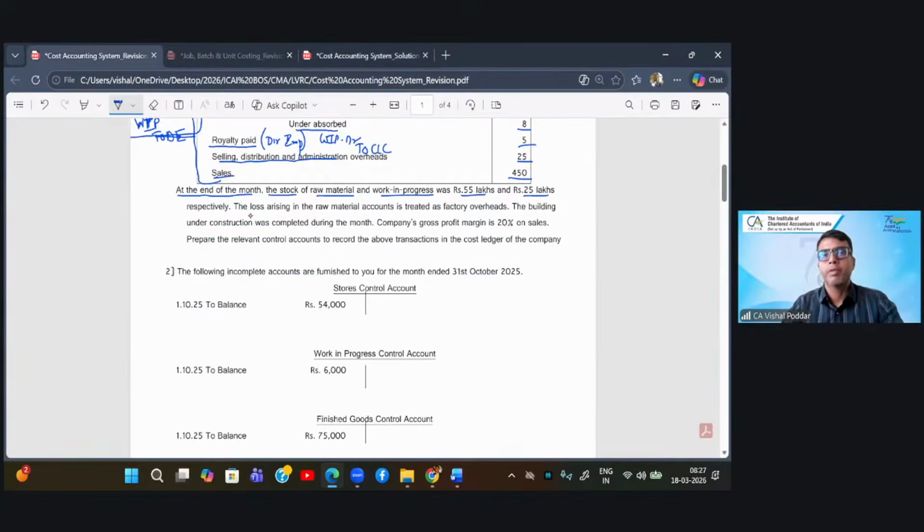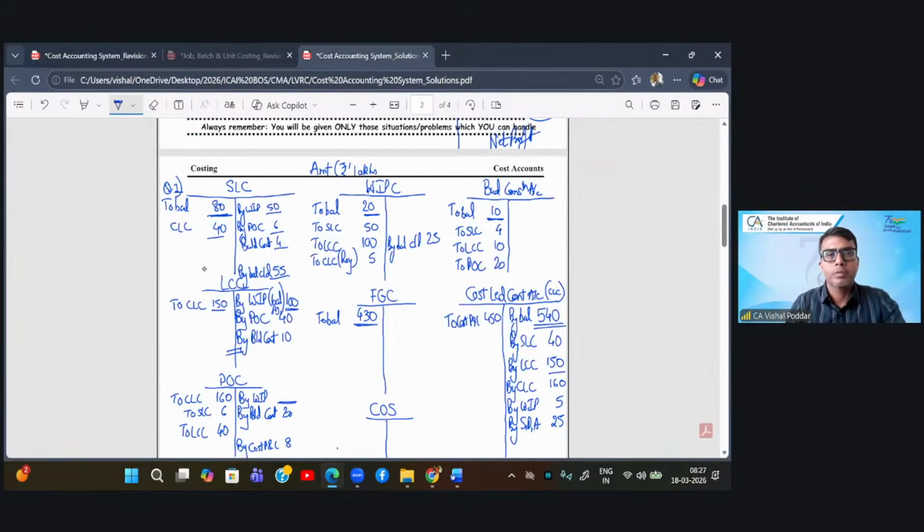Why? They have given the reason. There is some loss in this account. This loss, they have specifically asked you to treat it as factory overheads. Now, had they not asked me to treat it as factory overheads, I would have transferred it to cost P&L, treating it as abnormal. But since they have specifically asked me to treat it as factory overheads, I will transfer the loss to factory overheads. So how much is the loss? The total here is 120.